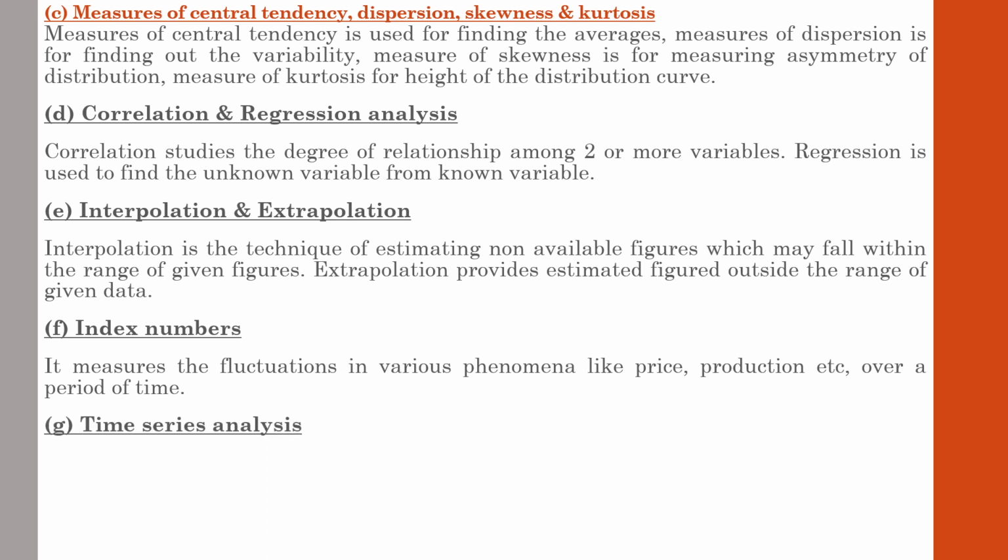Next one, time series analysis. The analysis of time series helps us to know the effect of factors which are responsible for change. These factors are known as trend, seasonal variation, cyclical variation, and irregular variations. As the name suggests, time series analysis means change in various factors with the passage of time.